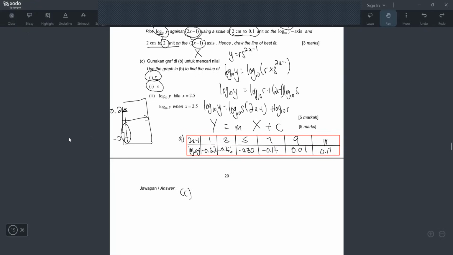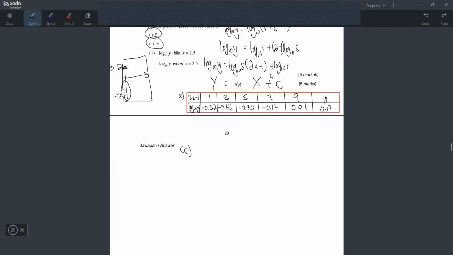Okay, how to find R and S? You have to look back at your linear form equation. If you want to find your R, you have to look at your y-intercept. Log R base 10 is actually the y-intercept, but you have to use capital Y. Later, for question 2, you will use the gradient to find S. But S is not the gradient. Log S is the gradient. Okay, so this is how you calculate your R and S.